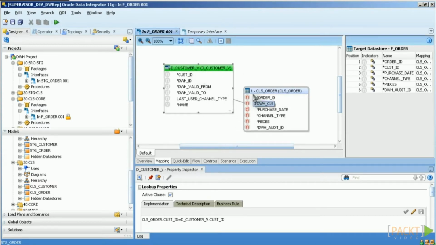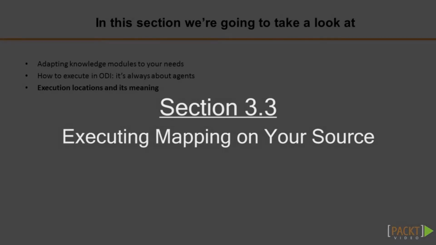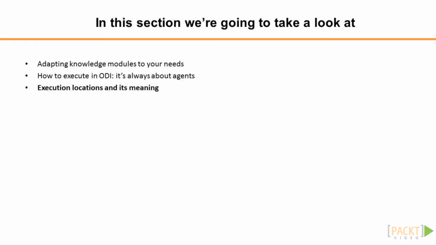Now you know details about lookups and temporary interfaces. Next section is about knowledge modules in detail. You know the agents of the ODI world now and how to execute. That was simple so far, but now it's getting a little more complex. The execution locations come into play. You'll surely ask yourself, what are execution locations?